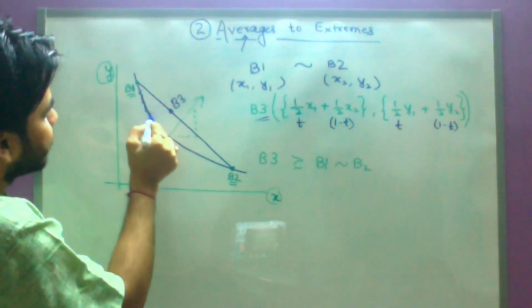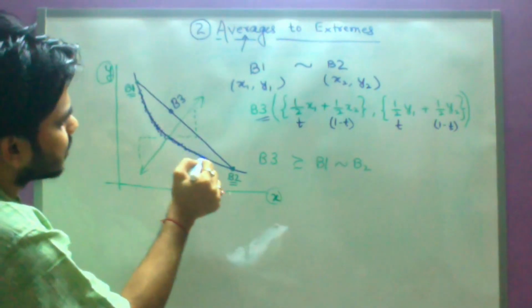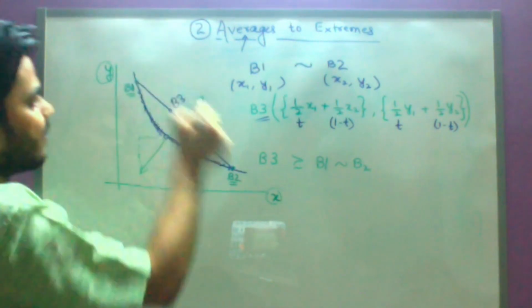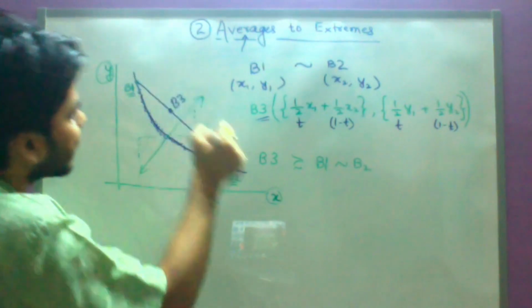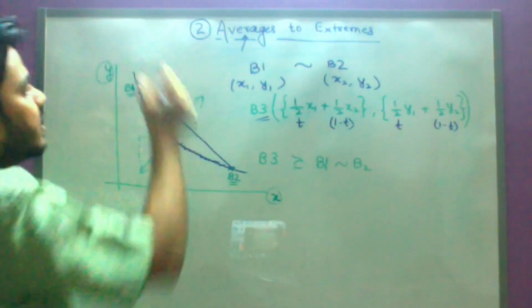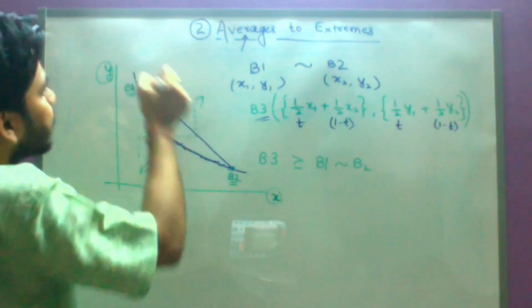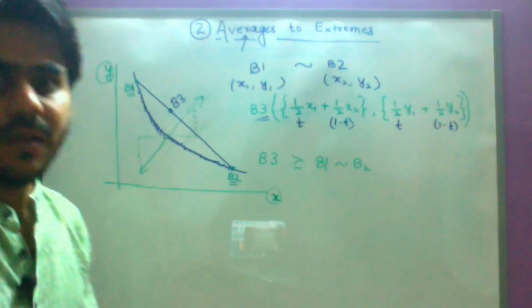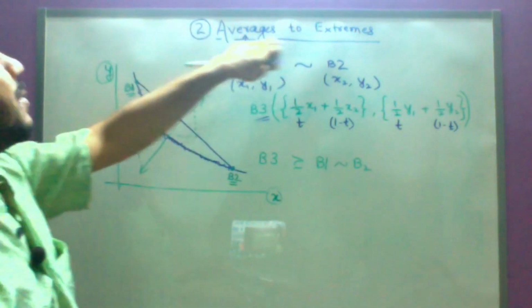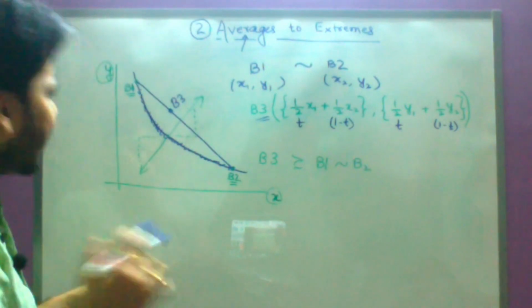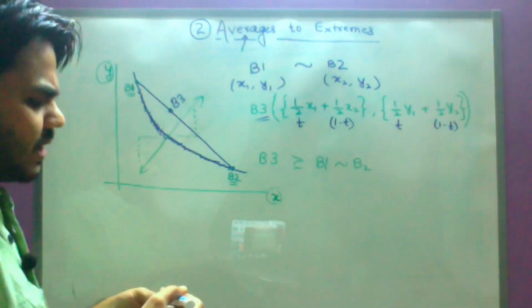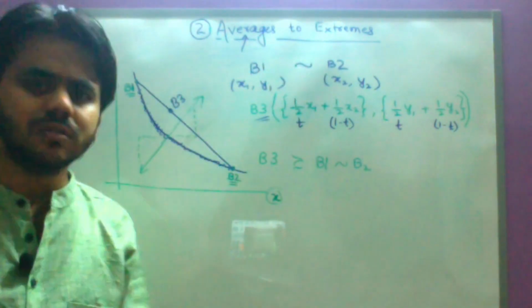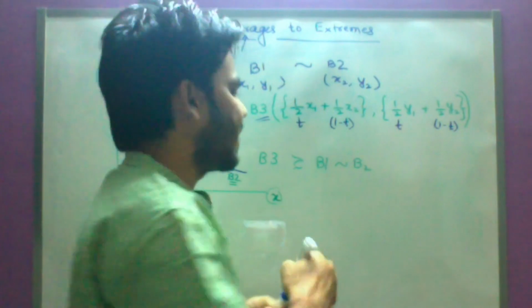Let me label this indifference curve like this. So this indifference curve is below B3, and all the points on this line essentially are weighted averages of B2 and B1. So they are above this indifference curve. So all the points on this line will be preferred to this indifference curve, or they will lie on a higher indifference curve, right? So that is the idea of averages are preferred to extremes. Now, can we have some other kind of indifference curve which doesn't obey this averages to extreme assumption? Yes, definitely. Let's look at them as well.